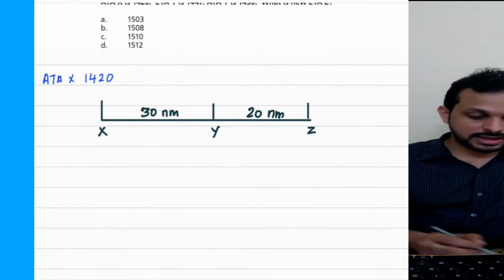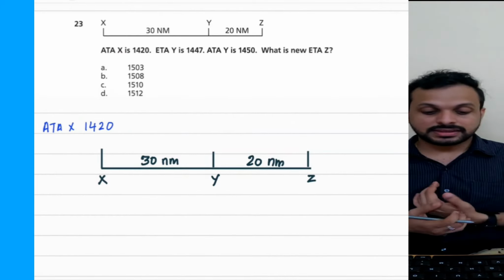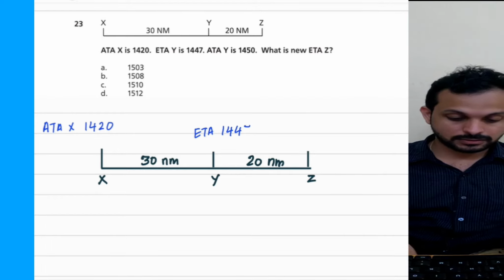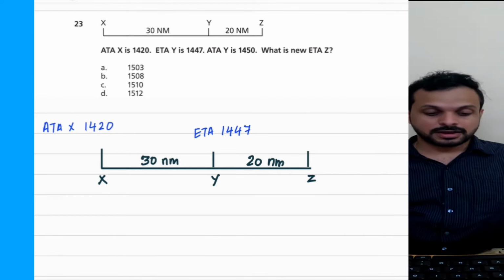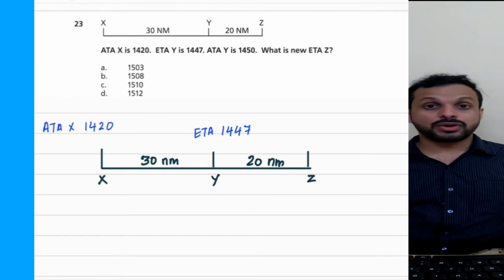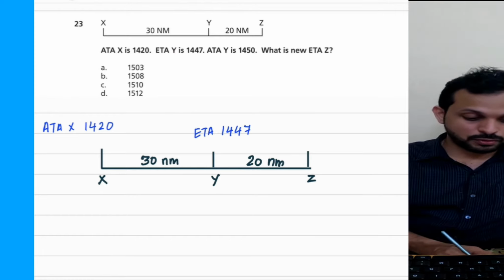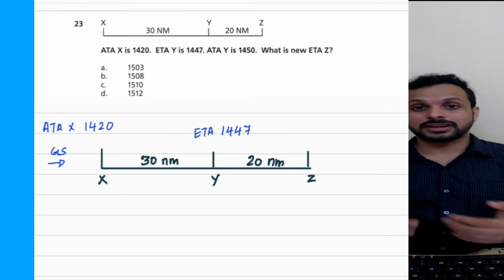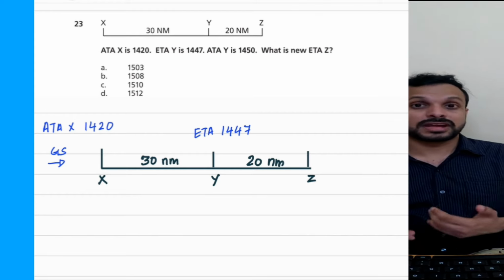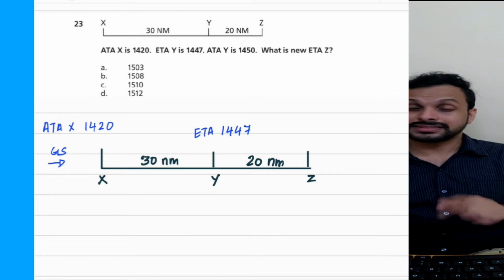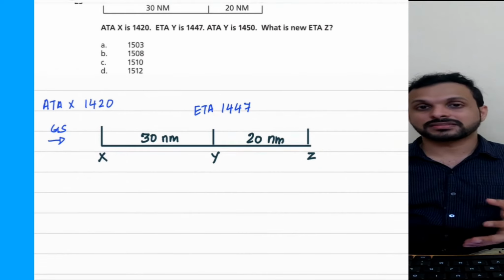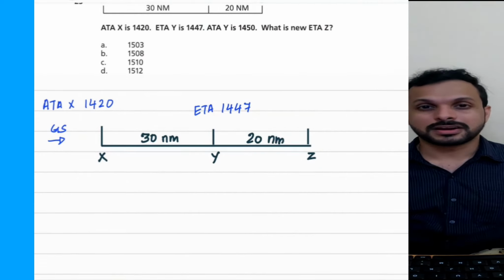The actual time of arrival at X is 1420, and the estimated time of arrival, which is the ETA, at Y is 1447. So while you are at X, you have the actual time with you, and you have the previous ground speed, the ground speed at which you flew the previous leg. Using the ground speed and the distance of 30 nautical miles, we estimated the ETA at Y, and that's exactly what we did in the previous question, where we found the estimates using the ground speed from the previous leg, right?